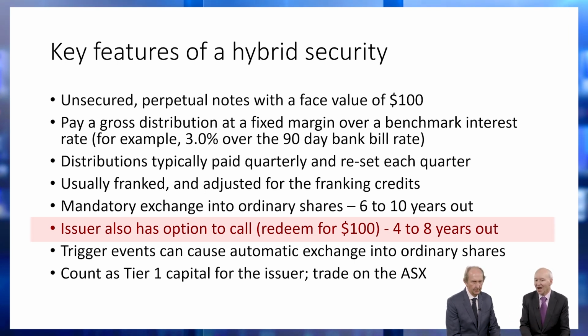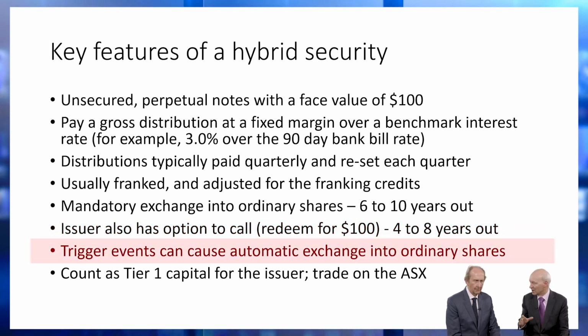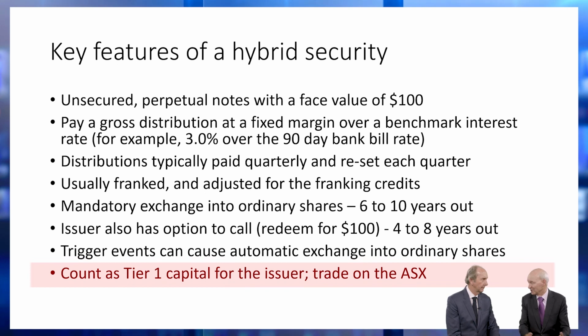No. All right. And the other thing is there are also so-called trigger events. Now, these are things that APRA has inserted into the issue structure so that if the bank gets into serious trouble, you automatically get exchanged back into ordinary shares. And in that situation, you're probably going to lose a fair chunk of your money. I mentioned they actually count as Tier 1 capital for the issuer and they trade on the ASX.